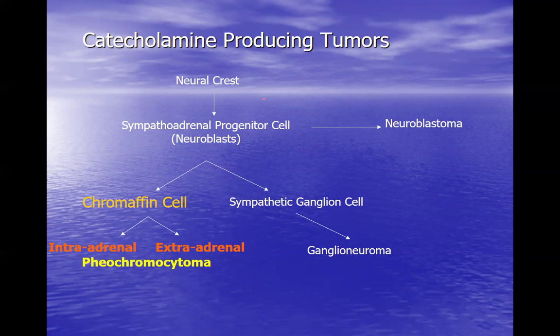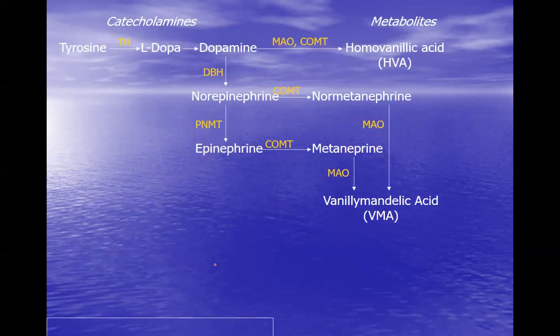Now, when we talk about these catecholamine producing tumors, there is a neural crest. The neural crest gives rise to sympathoadrenal progenitor cells, which leads to formation of neuroblastoma, or it could further lead to chromaffin cells and sympathetic ganglion cells. If there is growth of sympathetic ganglion cells, it's ganglioneuroma, and if there are chromaffin cells, whether intraadrenal or extraadrenal, it could lead to pheochromocytoma.